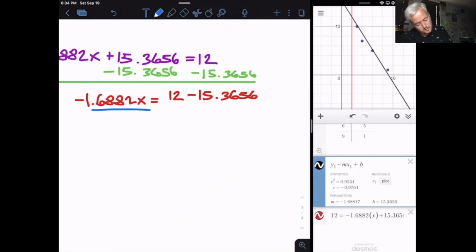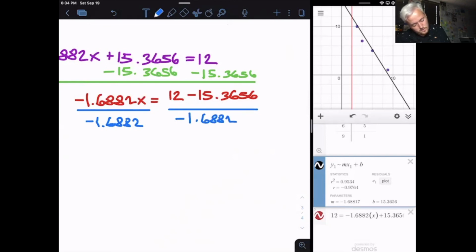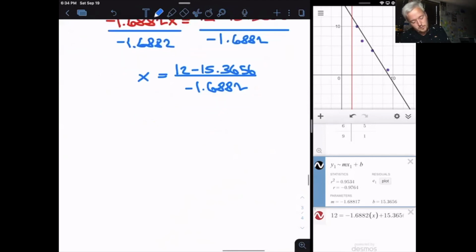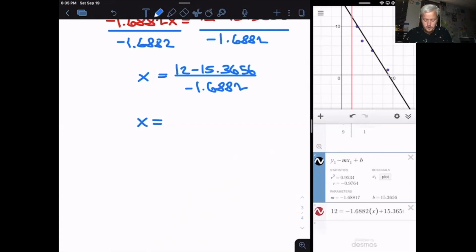Oh my gosh, let me divide. There we go. Negative 1.6882. I don't know why I wrote that way up there. Negative 1.6882. So x is equal to that whole mess over there: 12 minus 15.3656 over negative 1.6882. Then you plug that into Desmos or a calculator or whatever you want to use.